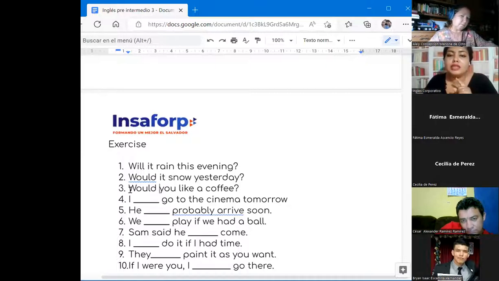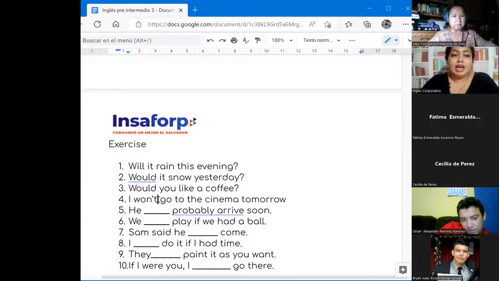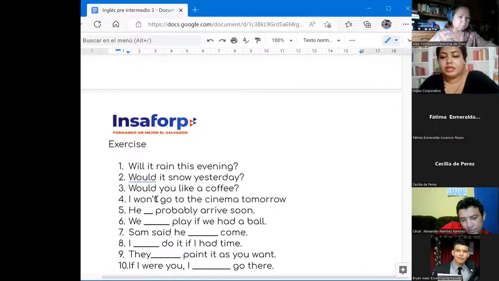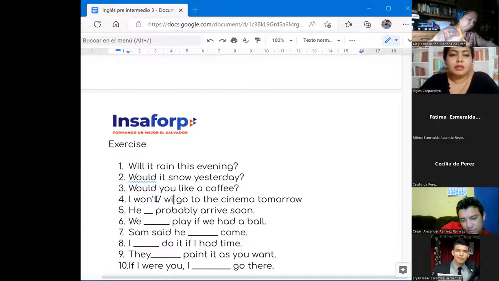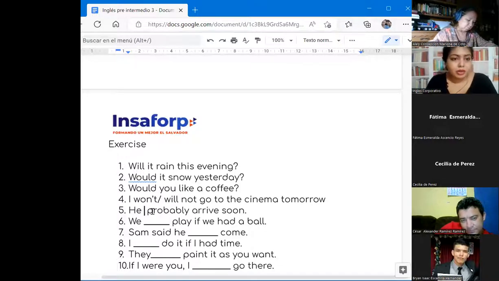Then, number four. En este caso, podemos hacerlo negativo. I go to the cinema tomorrow. ¿Cómo lo decimos negativo? I won't go to the cinema tomorrow. No voy a ir al cine mañana. Exactamente, es eso mismo. En este caso, won't es la parte corta, pero también podemos decir will not. Para referirnos a los negativos.